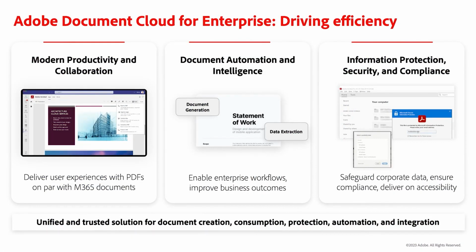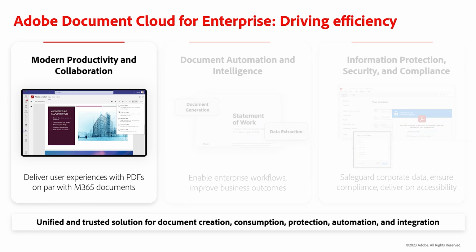If we go back to the categories we showed before, we're going to break our demo down into 3 different sections. Let's start with modern productivity and collaboration. Work gets done through a variety of different apps, whether they're desktop apps, web apps, mobile apps, or apps that we build by ourselves. Part of our philosophy is that we want to bring the tools that people trust from Adobe to where people work and collaborate today.